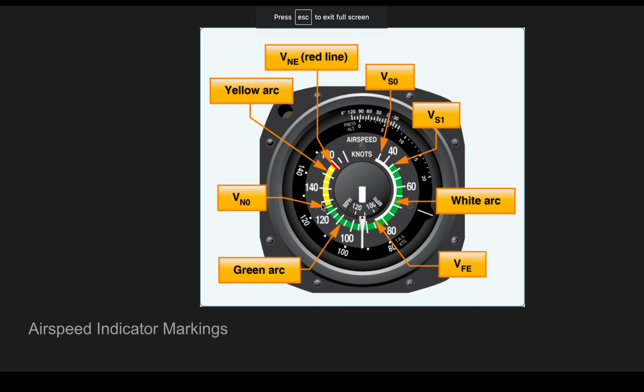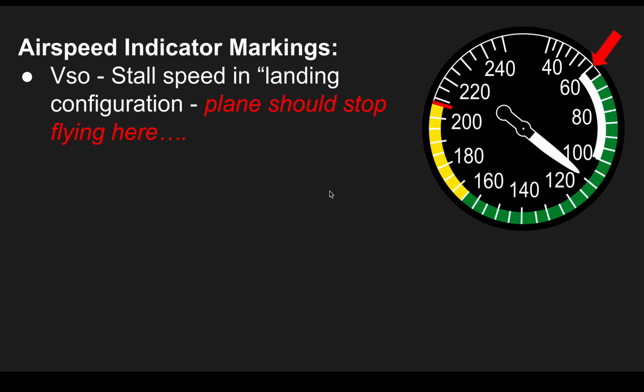Now there's lots of different speeds that are measured on here. So let's talk about some of those. First one is the VSO. It's the lower end of the white arc. And this is the stall speed in the landing configuration. The plane should stop flying right about there. Now we're going to talk more about that in a little while. One thing you should know about VSO though is that it's at max gross weight. So your stall speed could slow down.